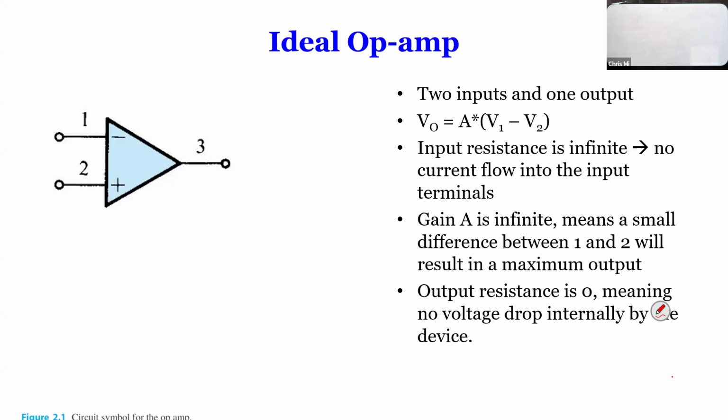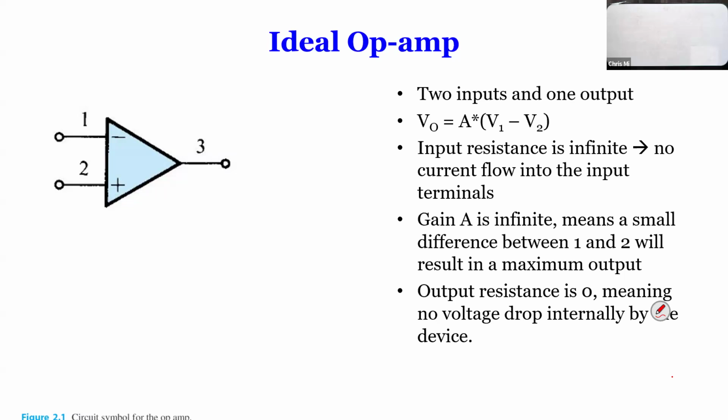And then finally, the output resistance is 0. Output resistance 0 means, remember we covered output resistance last week? Which means whatever voltage at V3 is applied to the load, there's no voltage drop inside the op-amp. Now there can be current going in. It doesn't mean the same as on the input side. Okay, so this is the difference.